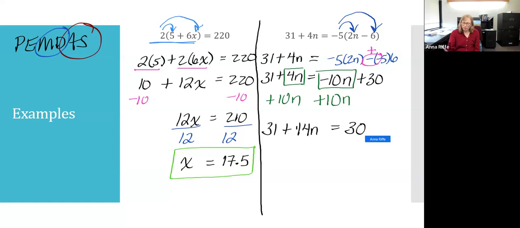So great. We now only have n's in one place. So we can now treat this as a simple equation. I'm going to go to PEMDAS and I'm going to focus on addition first. Remove that 31 from the variable side, do the opposite of addition. So that leaves me with 14n is equal to 30 minus 31, which I believe is a -1.